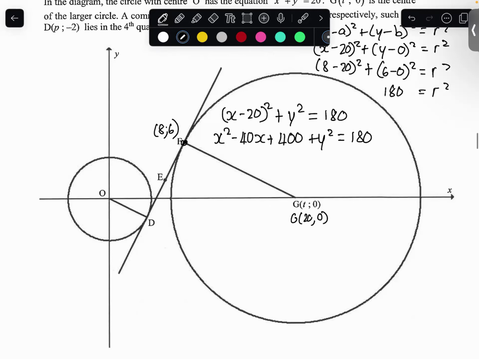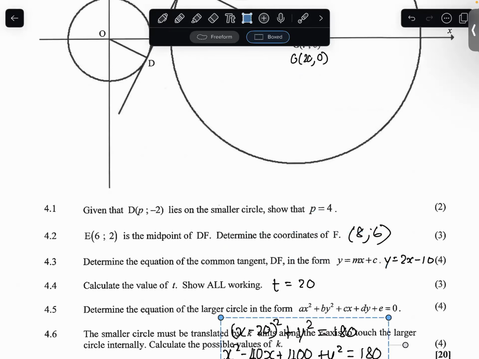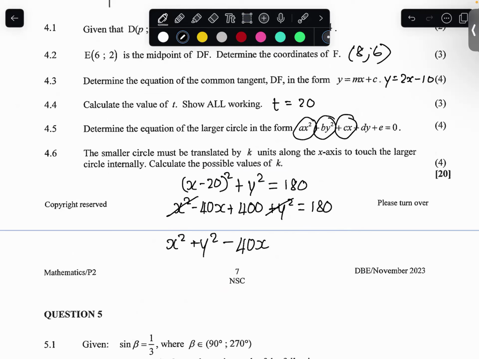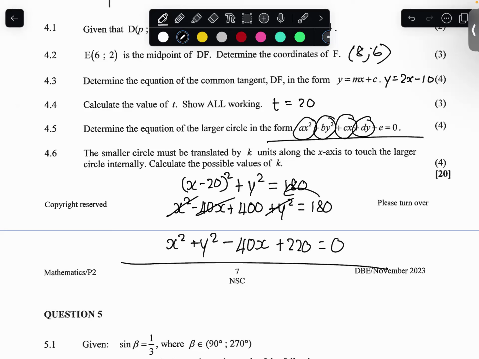I need to get it into the form that they wanted. They wanted it in ax squared, so the x squared first, plus by squared, and that means the y squared next, plus cx, which is minus 40x, plus dy, there is no single y, plus e. So 400 minus this 180 gives me 220 equals 0. And so there it is in the form that they wanted it. All right, simple.